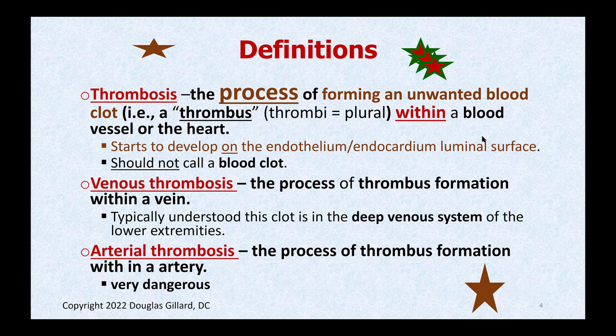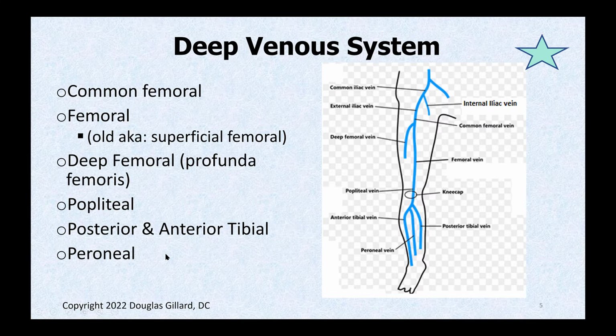All right, we've got some definitions to do. So thrombosis, again, is the process of forming an unwanted blood clot. Thrombus is singular, thrombi is plural. This starts on endothelial cells, which are a form of epithelium. Remember, those are the cells that line the lumen of blood vessels and the heart, for that matter. If it happens in a vein, you can call it a venous thrombosis. If it happens in an artery, you can call it an arterial thrombosis, much more dangerous.